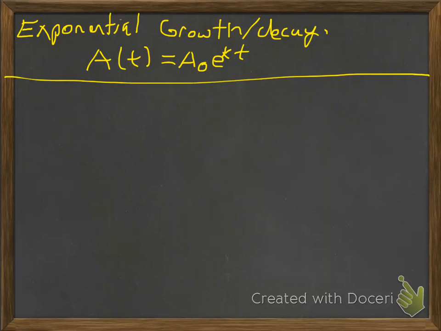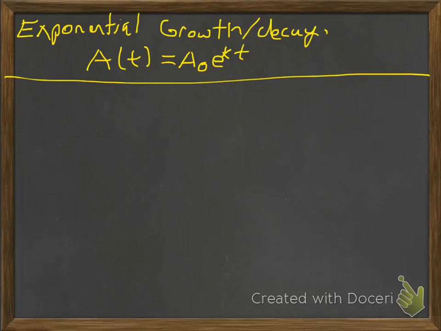Let's take a look at exponential growth and decay. The generic formula for it is A of t, and that is the amount of whatever substance we're working with, maybe bacteria, bunny rabbits, or some sort of radioactive substance, at a certain time t, is equal to A naught. A0 is pronounced A naught, and that is just your starting amount, or like an initial deposit.